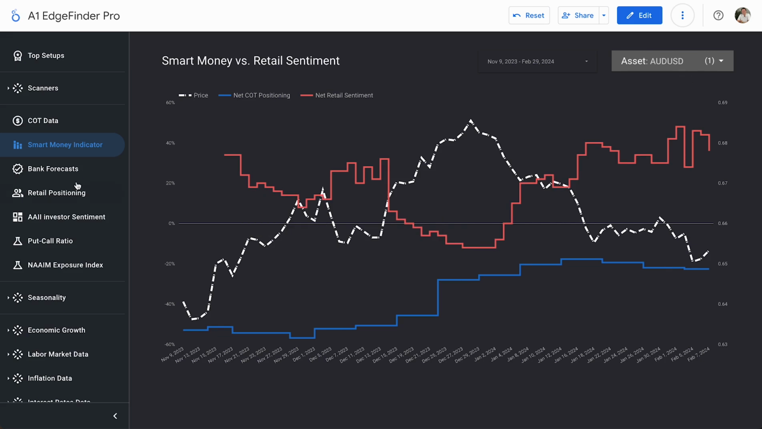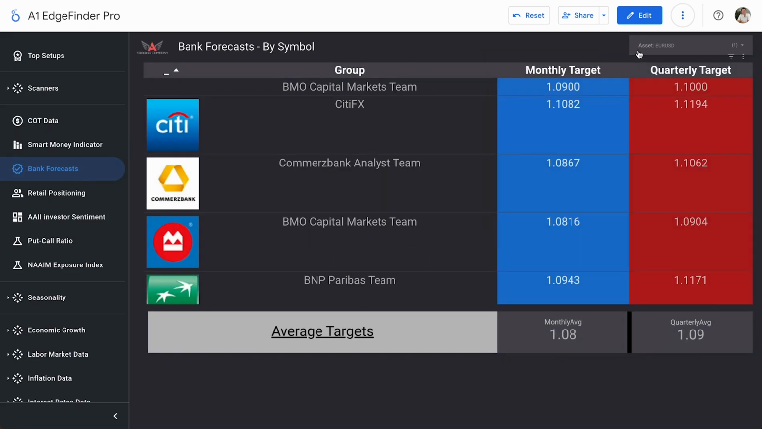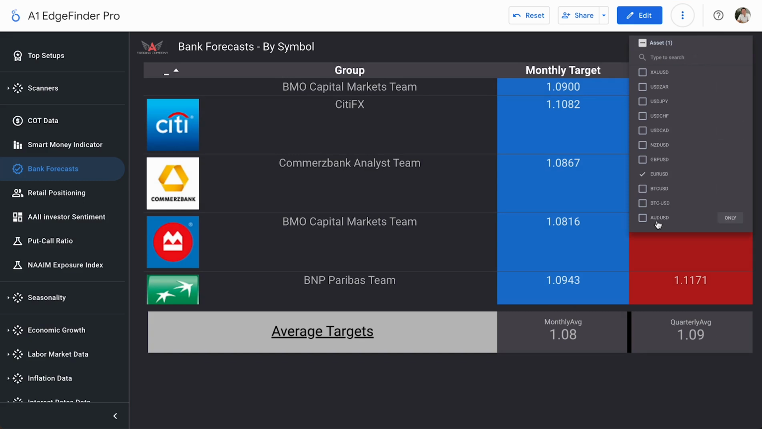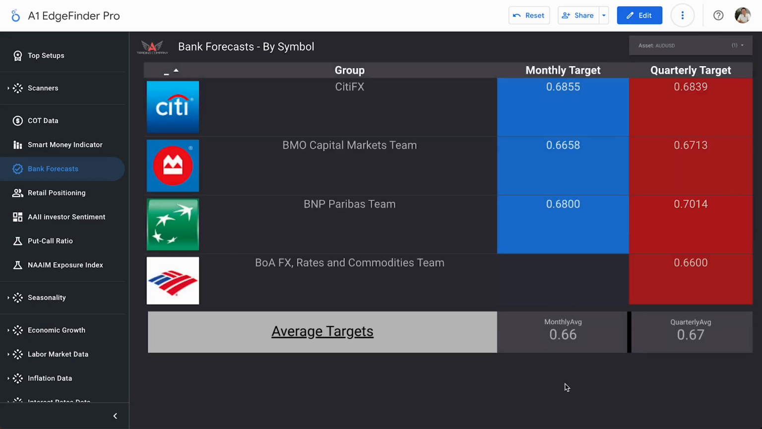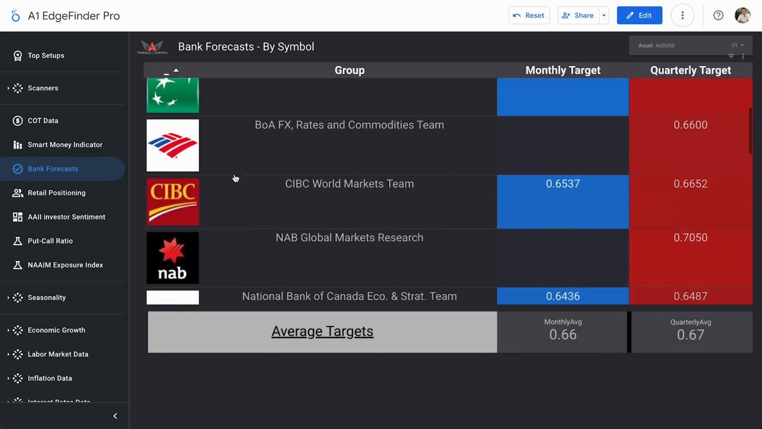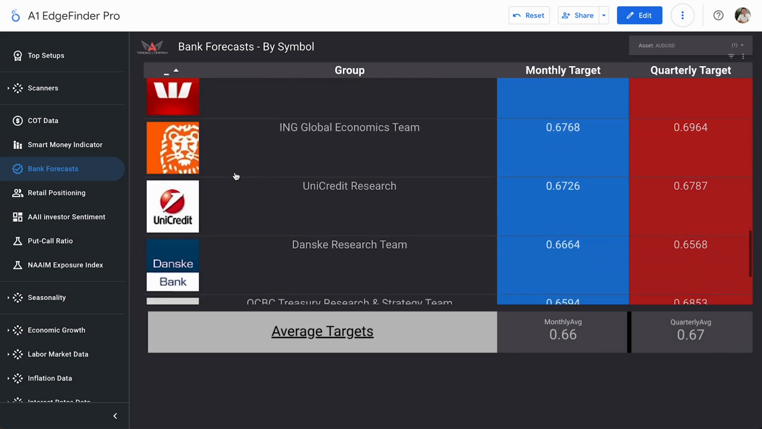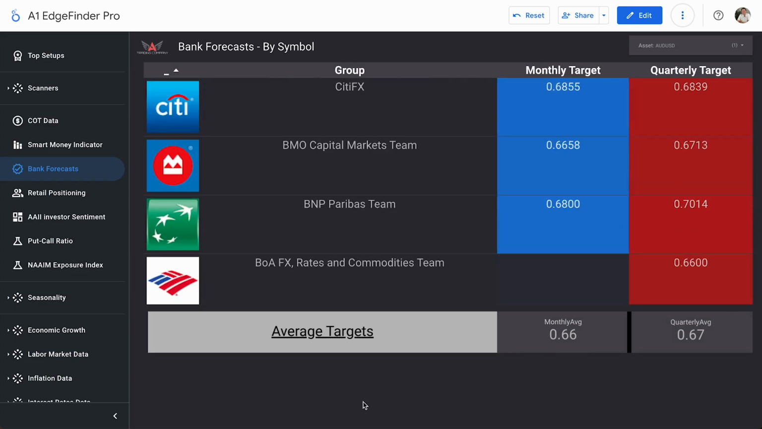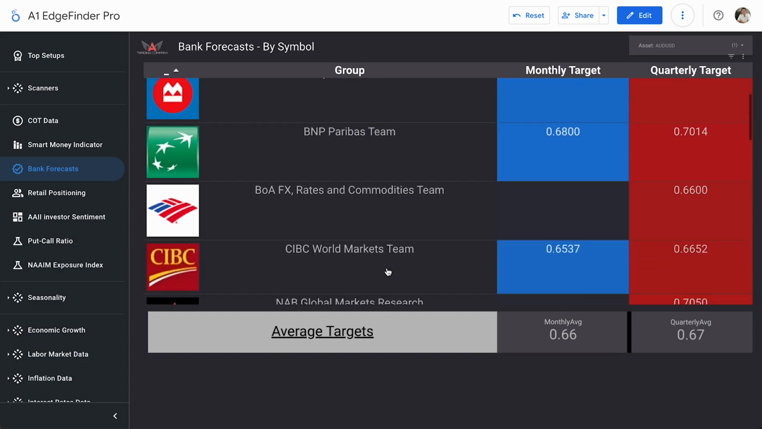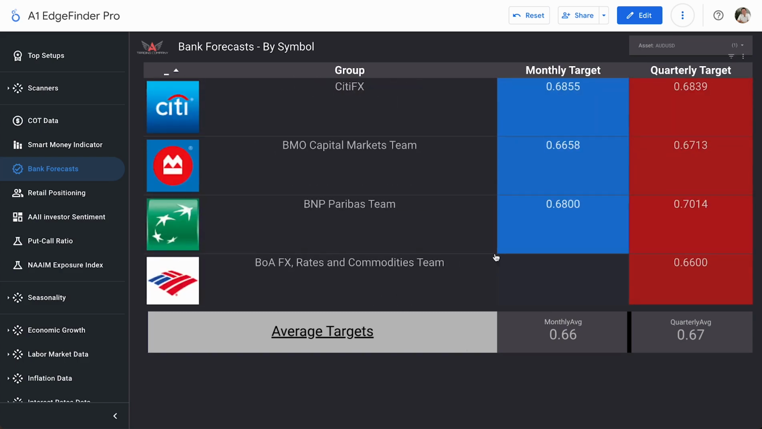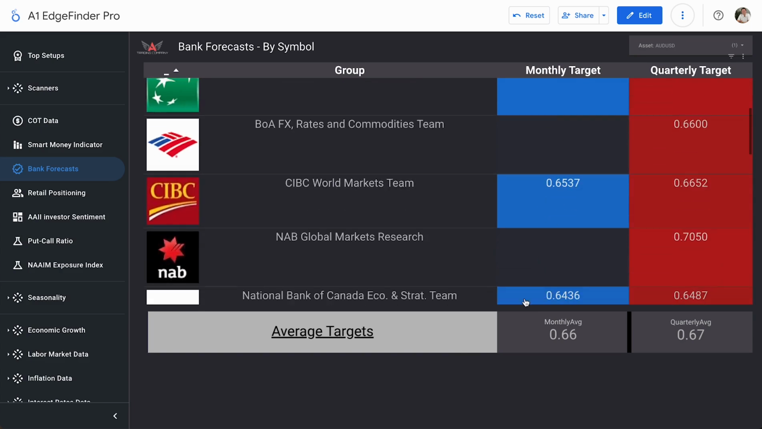What about bank forecasts? What do the banks have to say about AUD USD? This is another really cool feature that we have in the Edge Finder, because all of these different banks from all over the world have market research teams or analyst research teams that put together these reports that basically just talk about where they see price going, both on a monthly target as well as a quarterly target. So we are in the month of February now. So where do these banks think that AUD USD is heading by the end of February? Well, they all have a different answer for that.